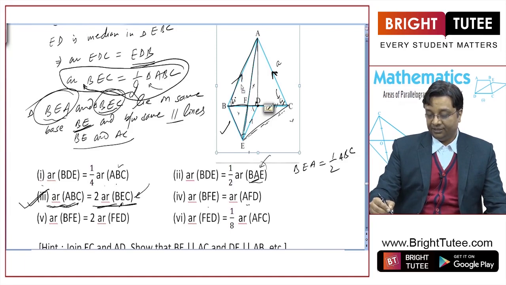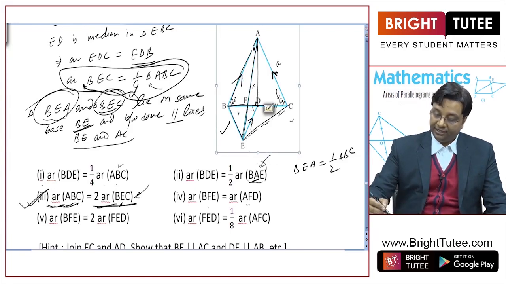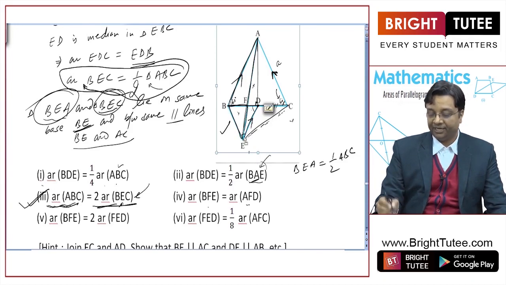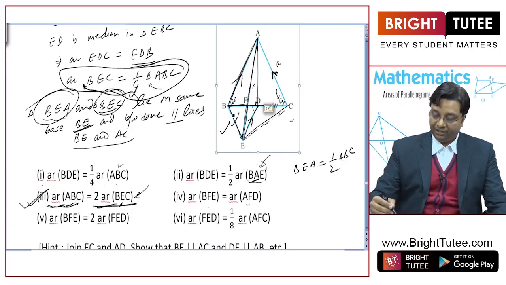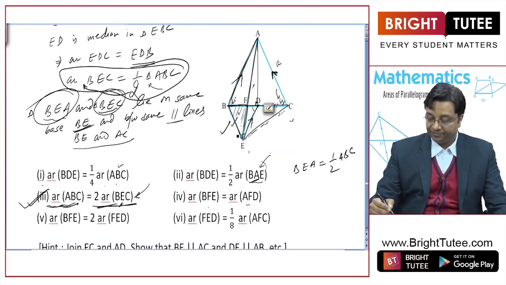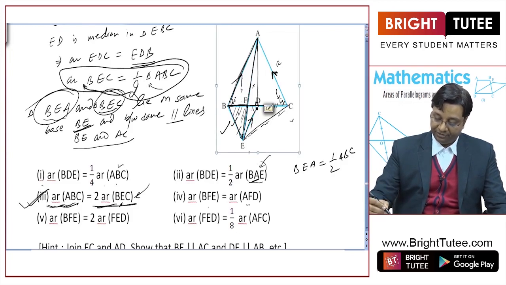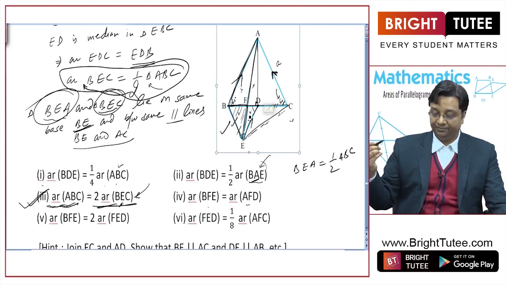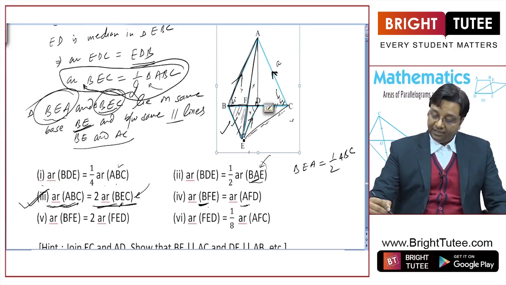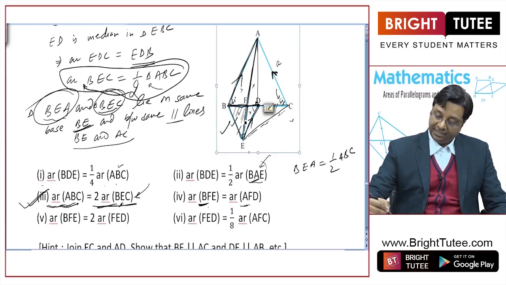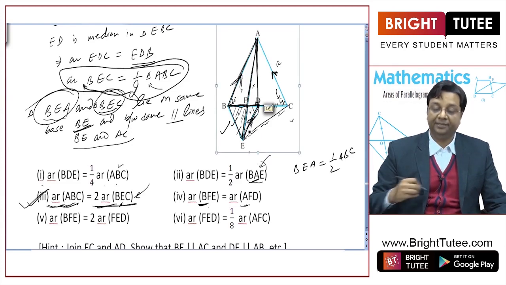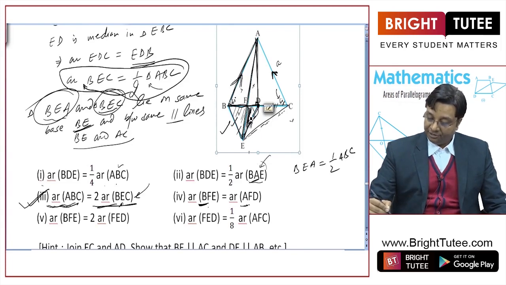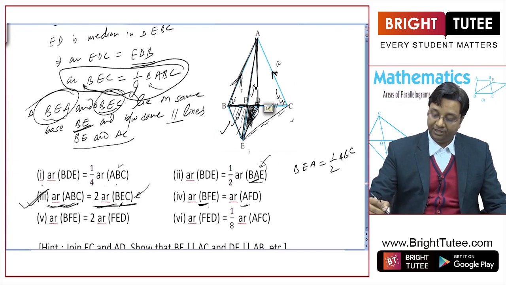How? See, these two lines are parallel, right? So area of this triangle BEA and BDE are equal because these lie on same base BE and same parallel lines AB and AD. So if you subtract this common area, this area ABF will be equal to FED. Look at these two triangles, triangle EFD and triangle EDA. These two triangles lie on same base ED and between same parallel lines AB and ED. So these have equal area. If you subtract this common area, then this area will be equal to this area, which is what we need to prove.